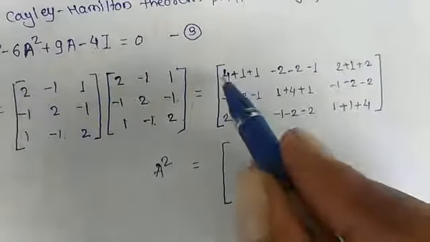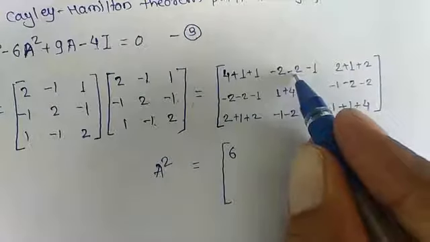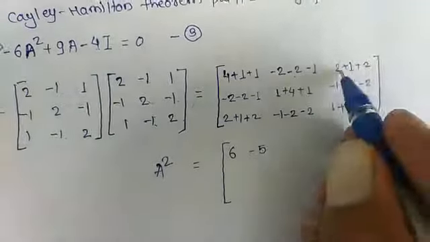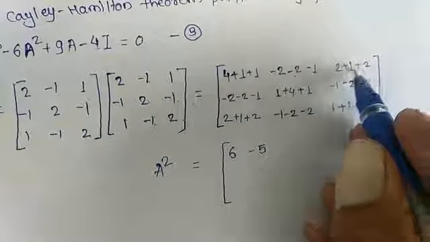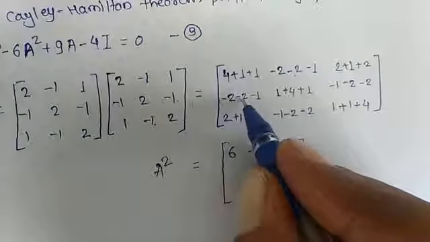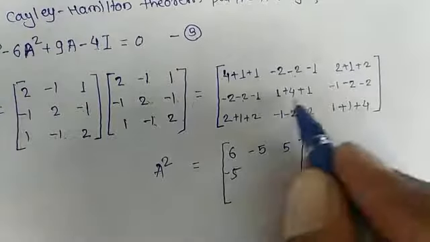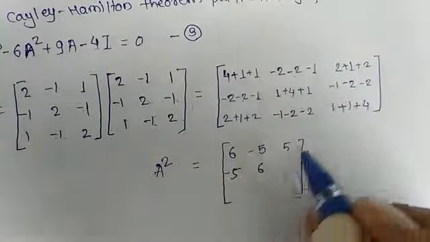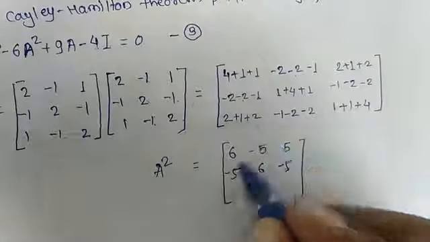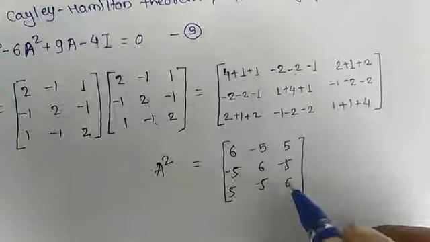Okay, which gives us matrix A square, which is equal to: 4 plus 1 plus 1 is 6, minus 2 minus 2 minus 1 is minus 5. Here 2 plus 2 plus 1 is 5. Now here minus 2 minus 2 minus 1 is minus 5. 1 plus 4 plus 1 is 6. Here it is minus 5. You make the calculation now. Here it is 5, here it is minus 5, here it is 6. Okay.